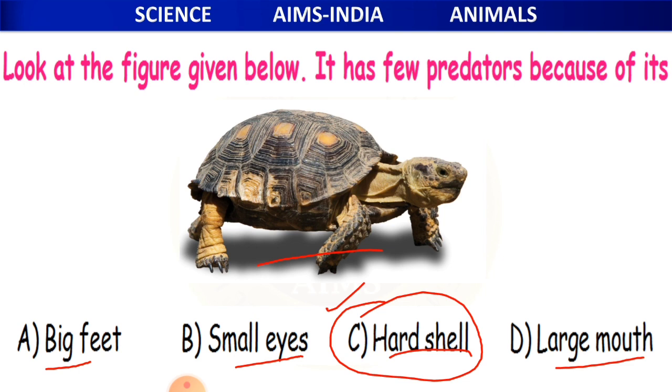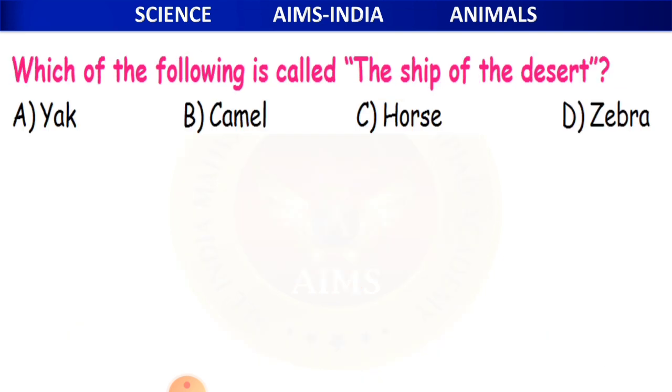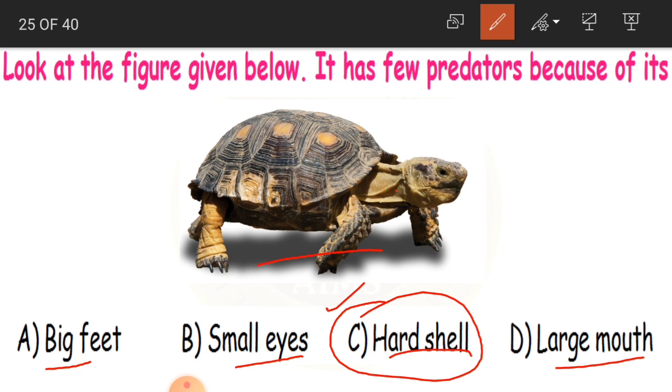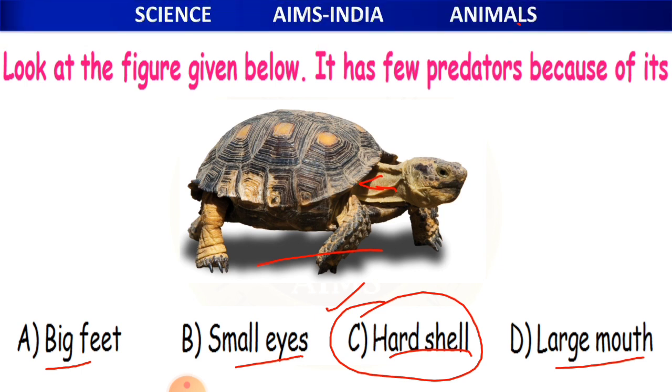And what happens? The tortoise also takes its head inside the shell. It just takes its head inside the shell to protect from the enemies. Because of that also, it is protected and it has very few enemies.